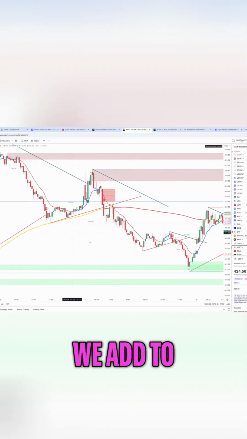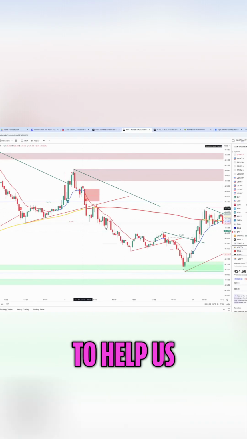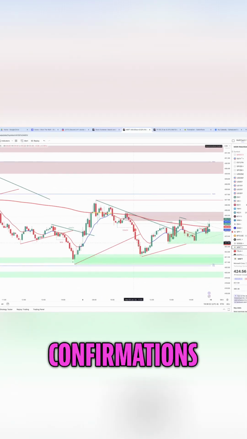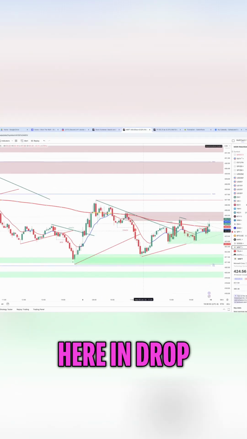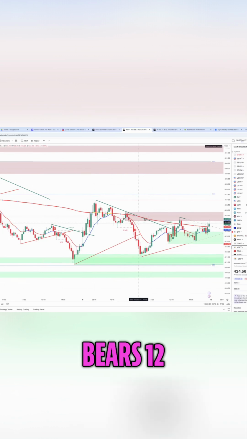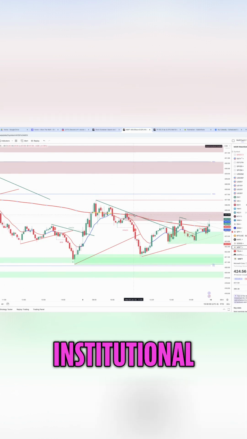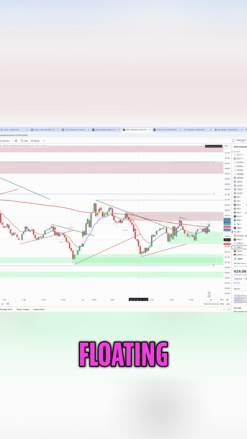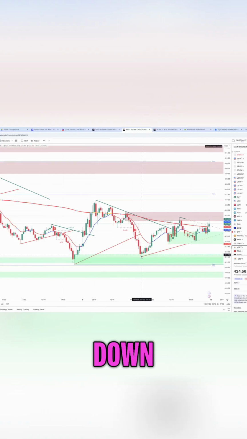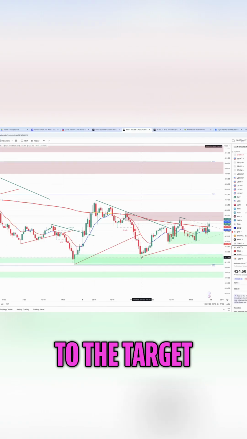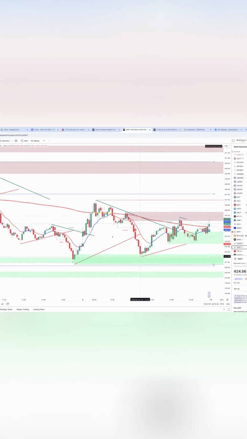So the other thing that we add to the chart to help us with these floating candle confirmations, we got another one here in a drop. You know, we got a bearish 200, bearish 12, bearish institutional sellers. We got our floating candle here, and we push down to the target down here in this green zone.